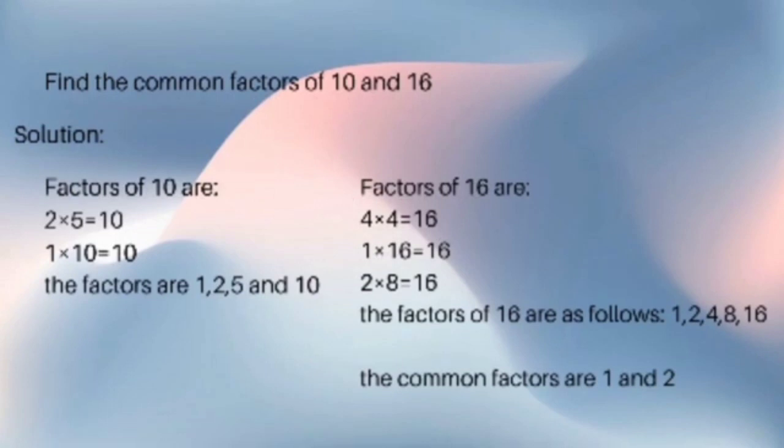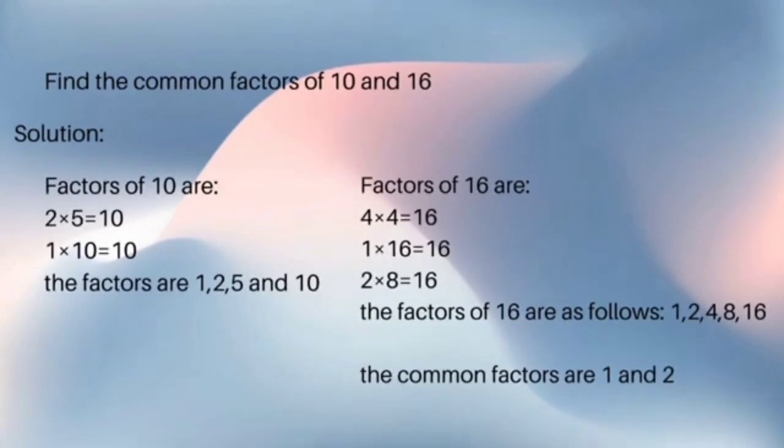So next is find the common factors of 10 and 16. So the factors of 10 are 2 times 5 equals 10 and 1 times 10 equals 10. Therefore, the factors are 1, 2, 5, and 10. And the factors of 16 are 4 times 4 equals 16, 1 times 16 equals 16, 2 times 8 equals 16. Therefore, the factors of 16 are as follows: 1, 2, 4, 8, 16. Then, the common factors are 1 and 2.